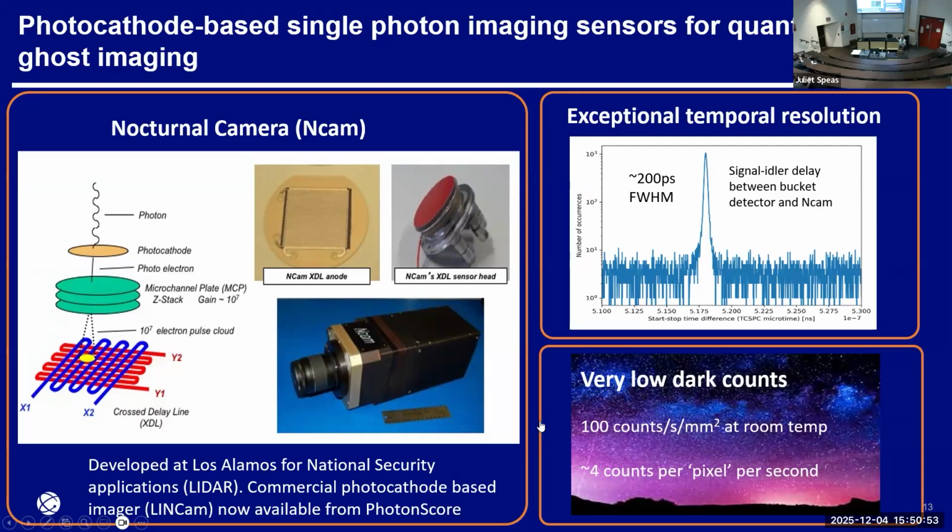So that temporal resolution is very important for beating down noise in terms of making a narrow coincidence window for these two photons. But the other great thing about the sensor surface is it has very low dark counts. It has about 100 counts per second per millimeter squared at room temperature. It doesn't have pixels, but you have an analog uncertainty on your position. But you can say it's about 4 counts per imaging sensor area, about 4 counts per pixel per second.